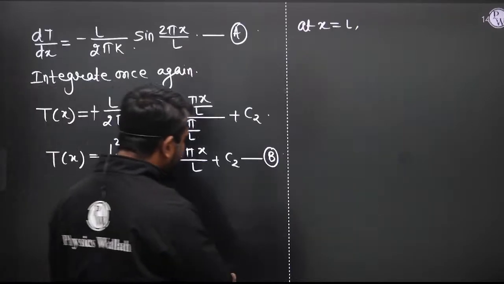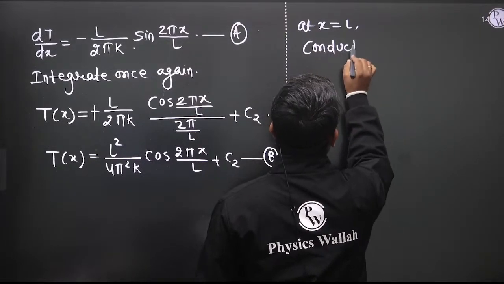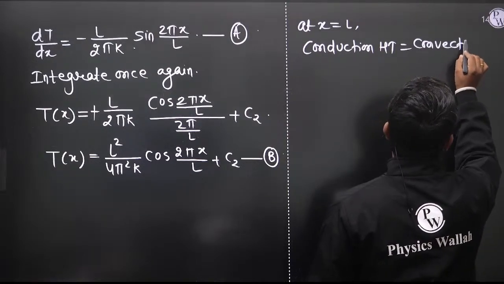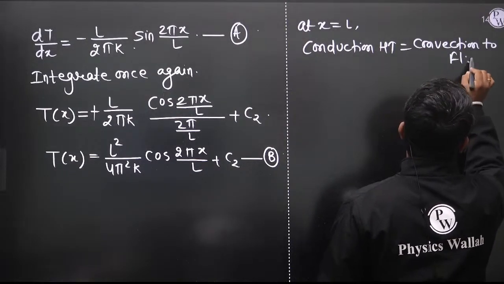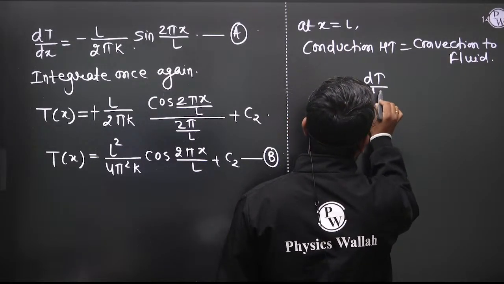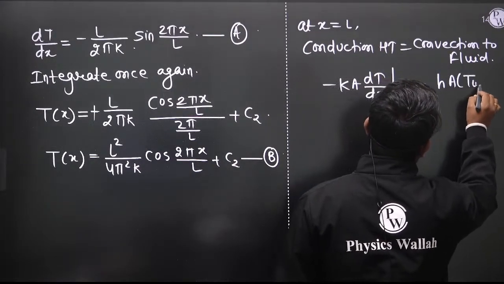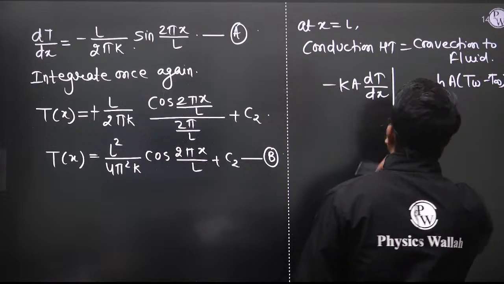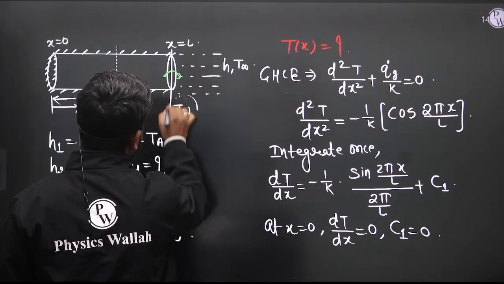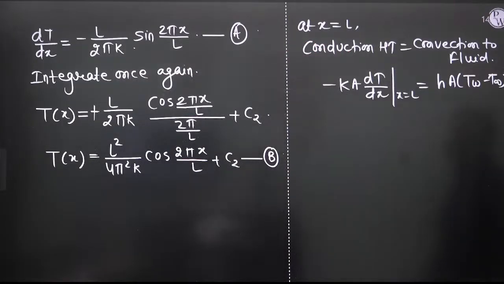So we can write at x is equal to L, that conduction heat transfer is equal to convection to the fluid. Now see, we can write this is minus KAC dT by dx at x is equal to L. Now this is equal to H into A, and let us consider at x is equal to L, the surface temperature is TW. Let us consider here the temperature is TW. So at x is equal to L, whatever the conduction is there, that is equal to convection.